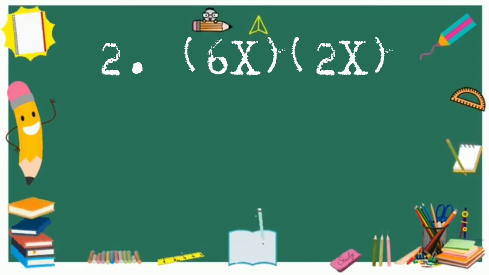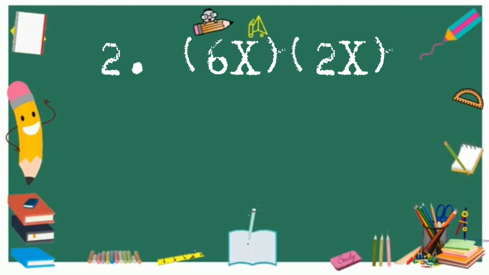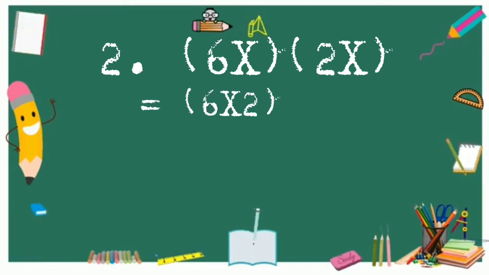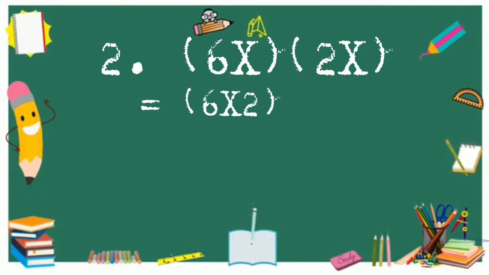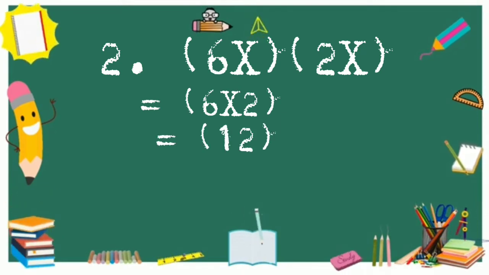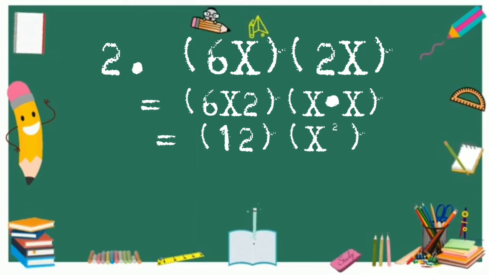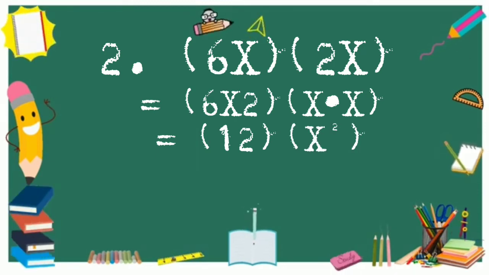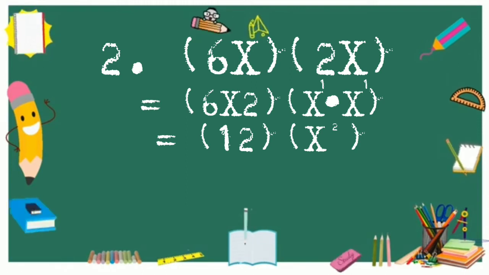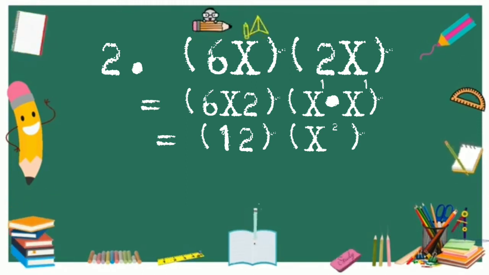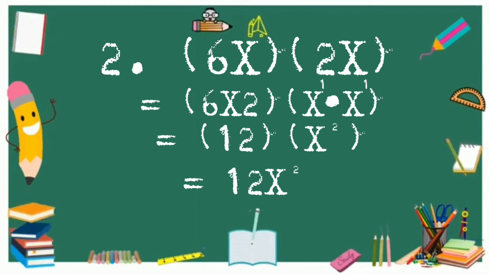Now, let's go forward to number 2. 6x is multiplied by 2x. 6 times 2 is equal to 12 and x times x is equal to x squared. There are invisible 1s as exponents at the top of every x. So 12 multiplied by x squared is 12x squared.